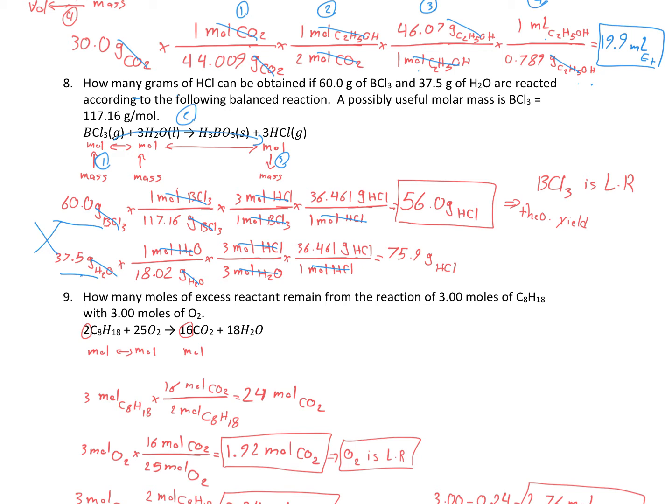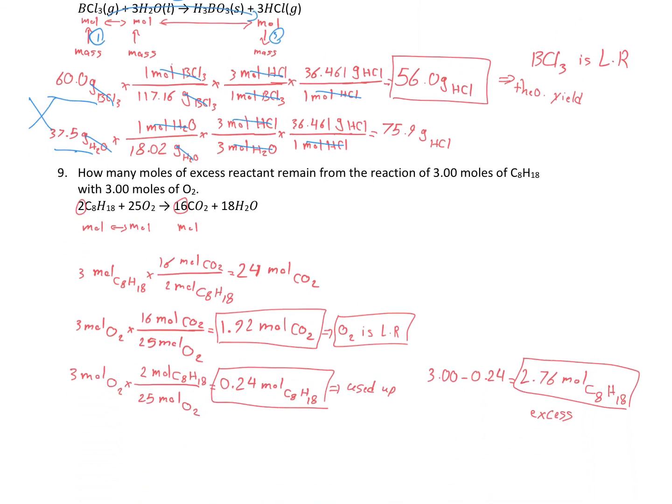This is a good example that shows the opposite result. 60 gram of BCl3 is more, but you see that that is the limiting reagent. So BCl3 is the limiting reagent, and 56.0 gram of HCl is your theoretical yield, or the mass of product you make. So the answer is 56.0 gram of HCl.